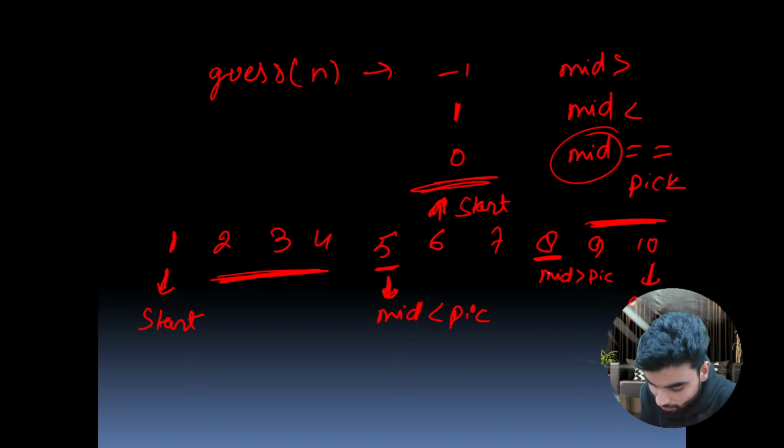Okay, so now again we'll update the end. So end will be what? Mid - 1, because this value wasn't matching. 8 wasn't equal to the pick. So now we'll set our end here.